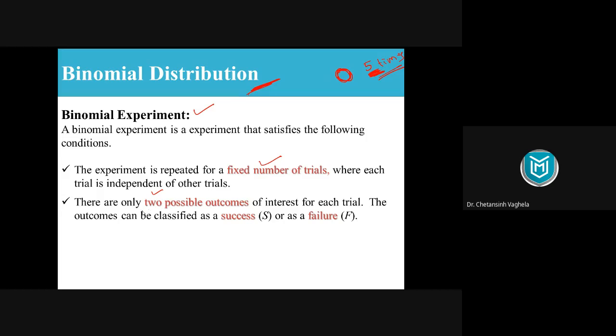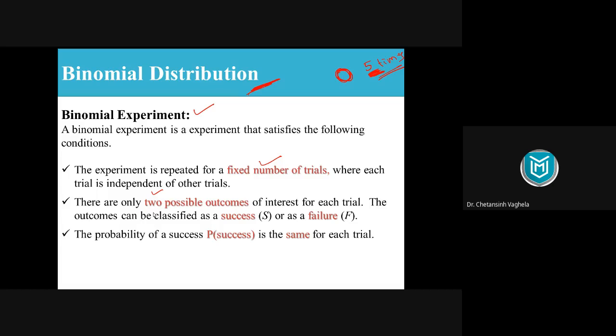So each and every experiment must have only 2 possible outcomes, and out of those 2 we can associate one of them with success and the other with failure. If I'm saying I'm tossing a coin and getting a head is a success, then getting a tail is a failure. तो 2 ही आउटकम होने चाहिए, उसमें से कोई एक को आप सक्सेस के साथ एसोसिएट कर रहे हैं, दूसरे को फेलियर बोल रहे हैं. So this is the second condition.